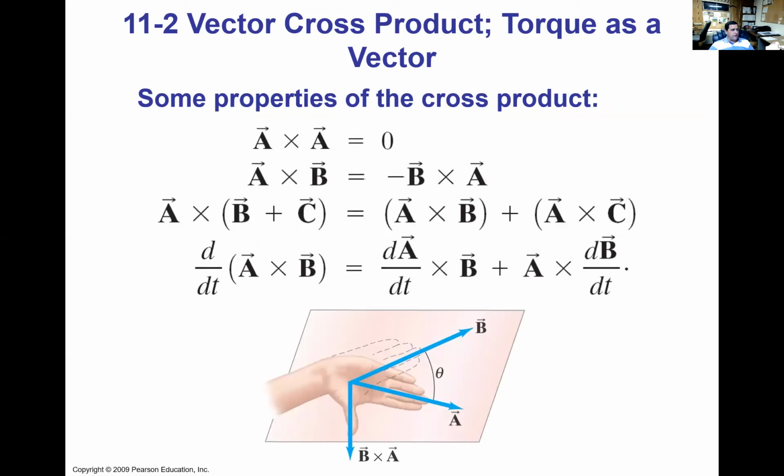So some other properties of the cross product: if you take A and cross it with A, you're going to end up with 0. Any vector crossed with itself is going to be 0. A crossed with B is going to be equal to the negative of B crossed with A. And there is distribution, and then these are the derivatives. Okay.